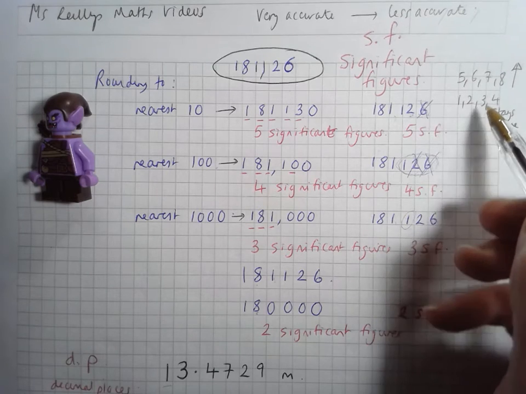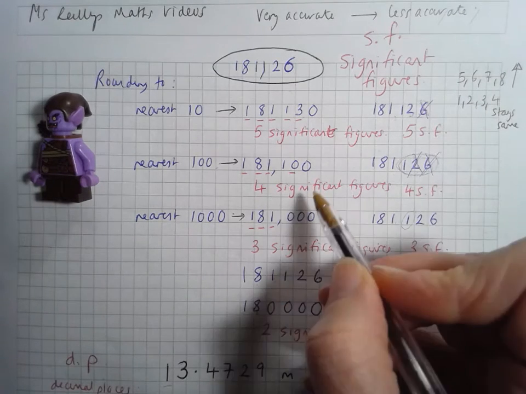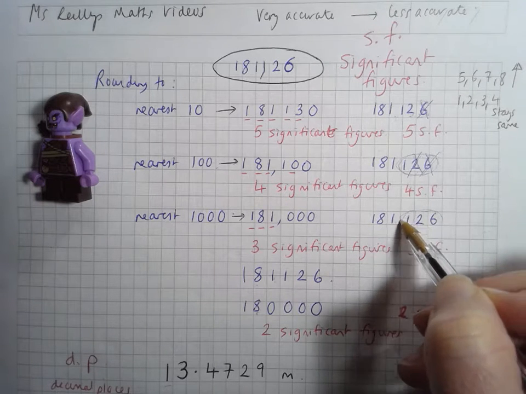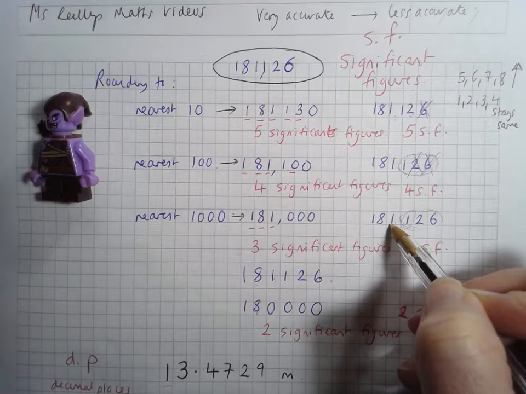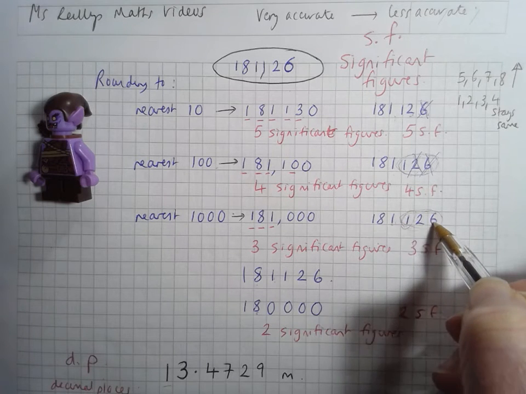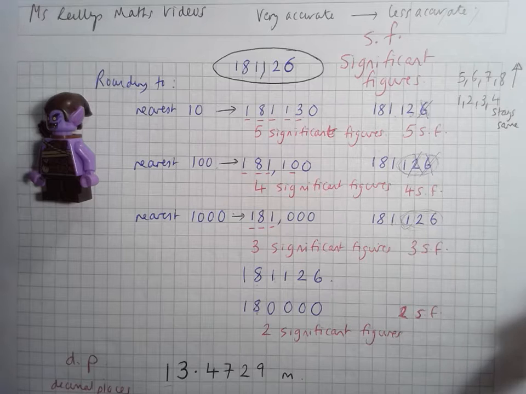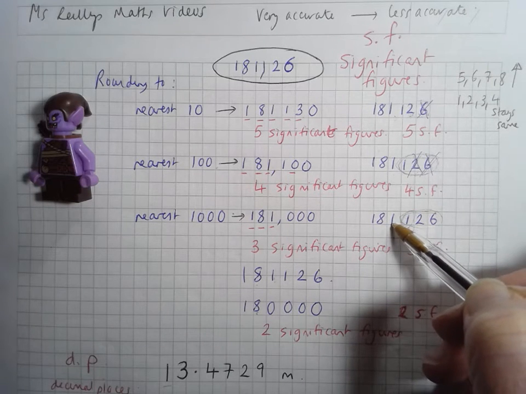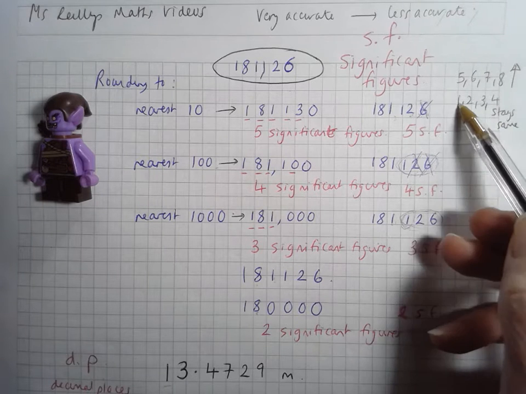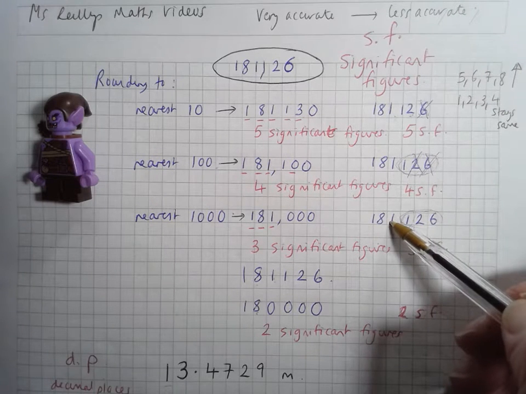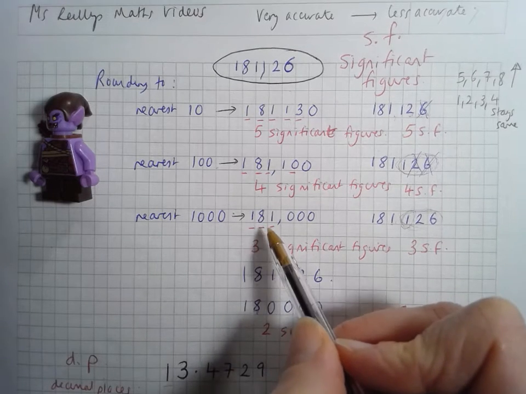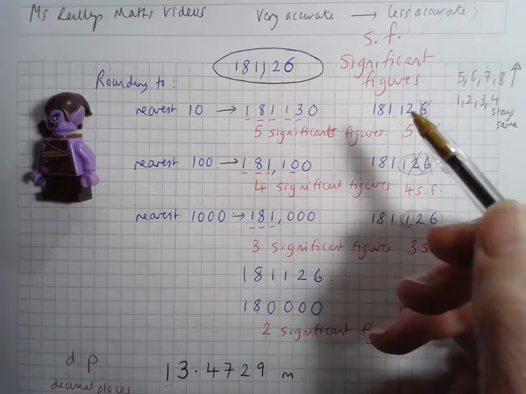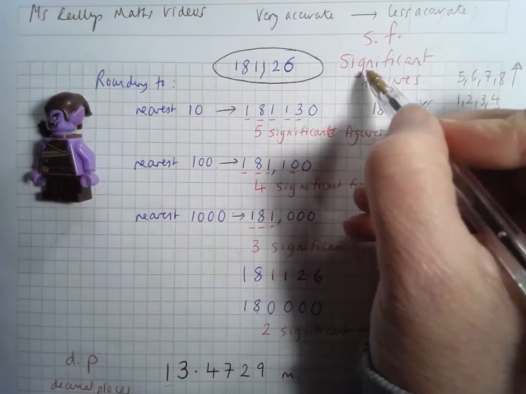For the nearest 1,000, it's these 3 digits we're looking at. If they are less than 500, then this one stays the same. If they were more than 500, this would increase. Or you can say the digit that we're losing, the closest one to the one we're keeping, is a 1, which is 1, 2, 3, 4, so this digit stays the same. So it rounds to the nearest 1,000: it's 181,000.